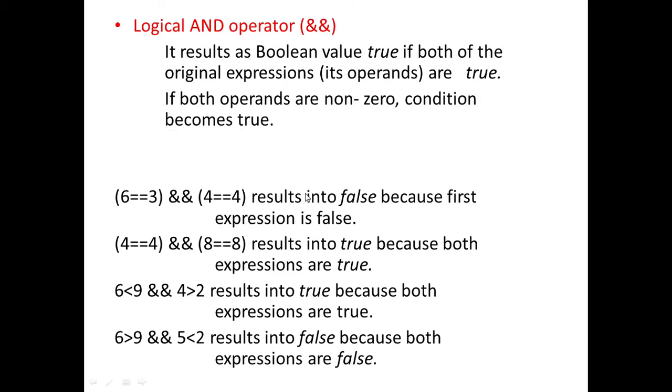Now for example, there are two subjects in an examination and the condition is that the student must pass in both the subjects. So we will use the AND operator. We need to pass this subject and this subject also, then only we will pass the student. In that condition we are going to use the AND operator.